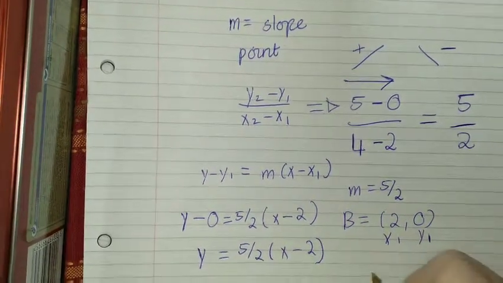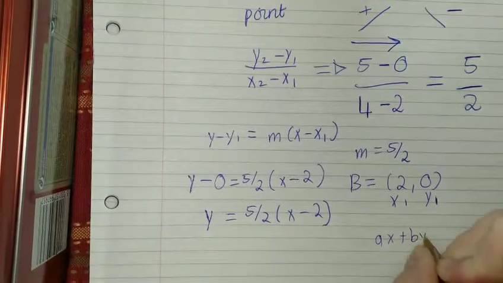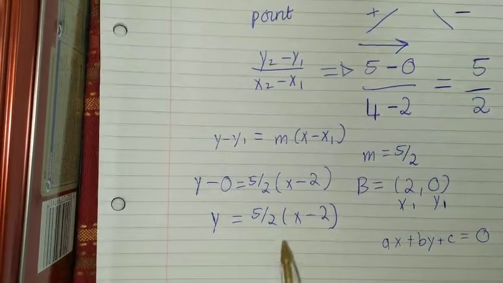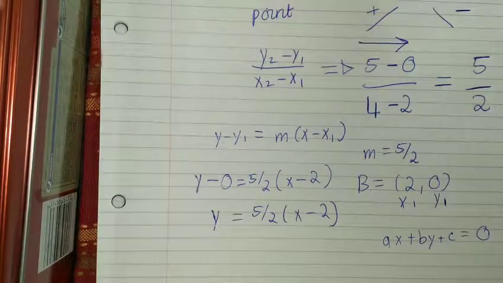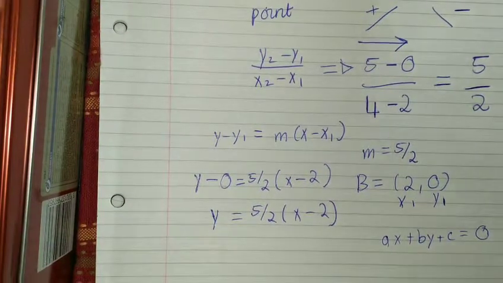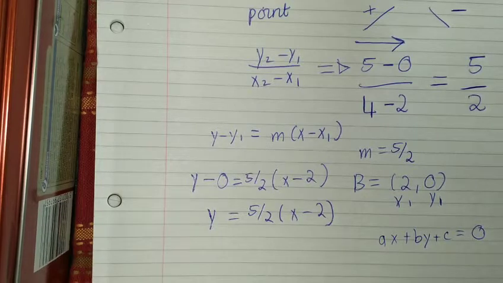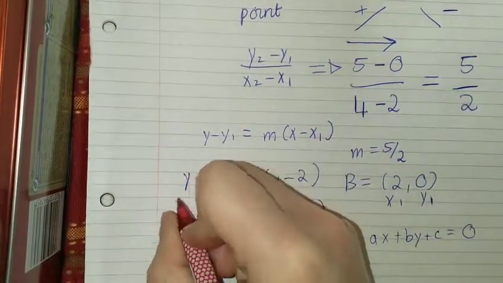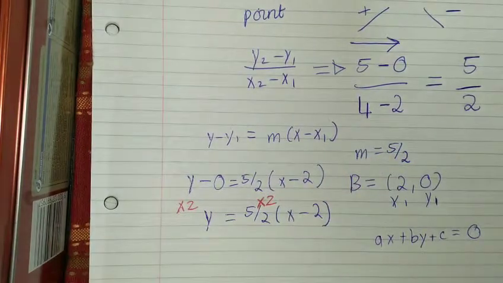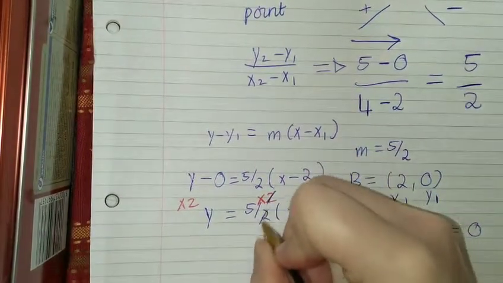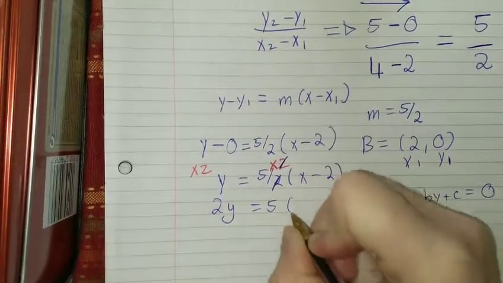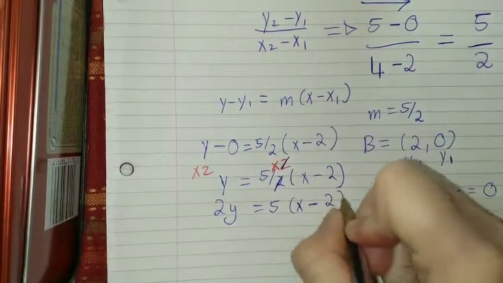Because they wanted it in the form ax plus by plus c is equal to 0, I won't get full marks if I leave it like this. So what I'm going to do now is try and get rid of my fraction. If I want to get rid of the 2 on the bottom, I can multiply both sides of my equation by 2. So then my 2 will cancel here. So I have 2y is equal to 5(x minus 2).